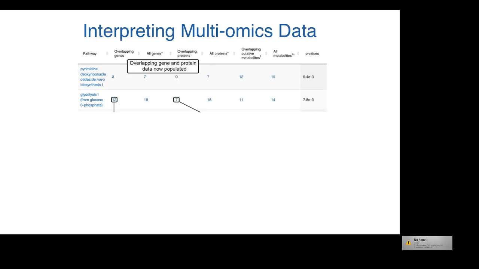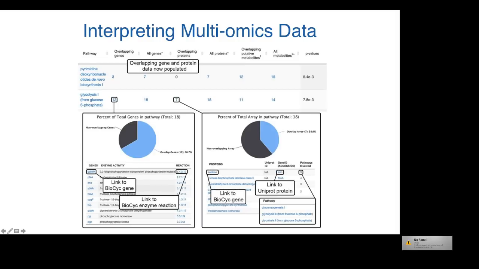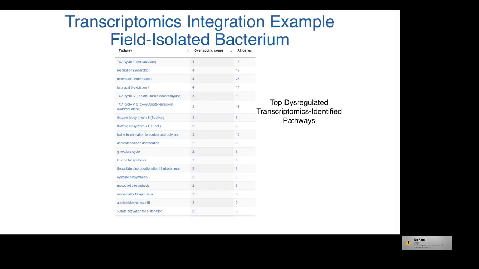So when you do this, this is a general example. Now the overlapping genes and overlapping proteins, if you had both genomics and proteomics, are populated, and you can view those results in the same way that we did for the overlapping metabolites. And again, they are linked to BioCyc, so you can always find out more information about them. In my data, this is what we found.